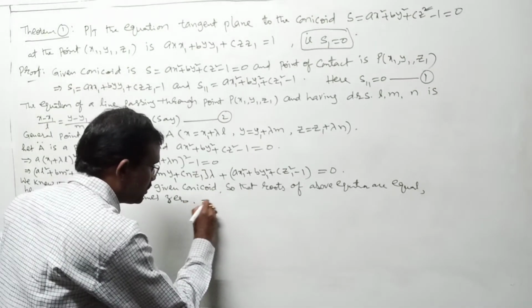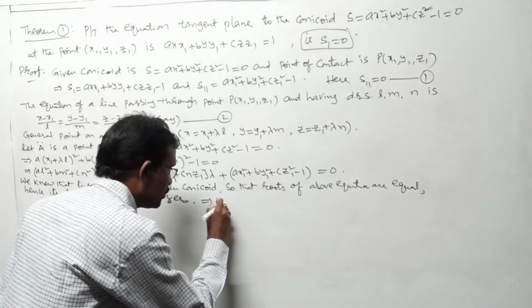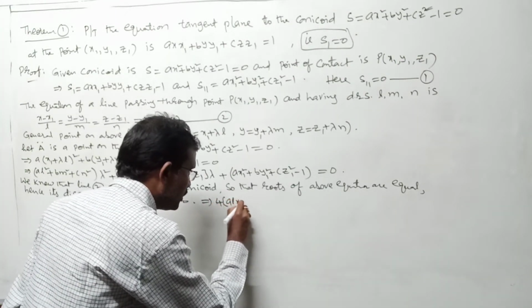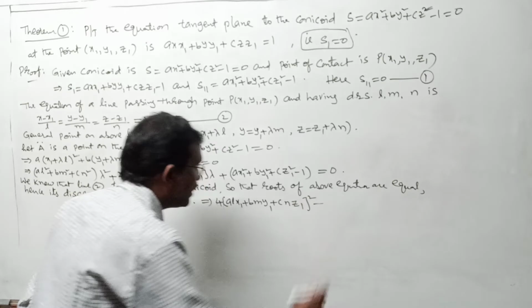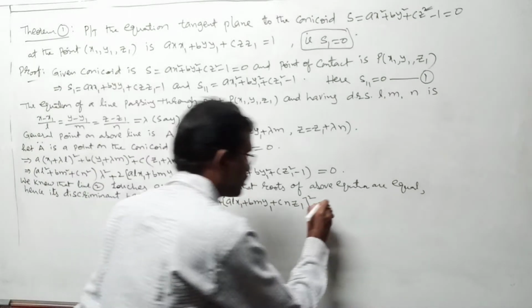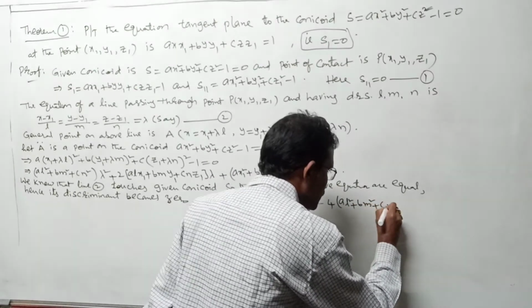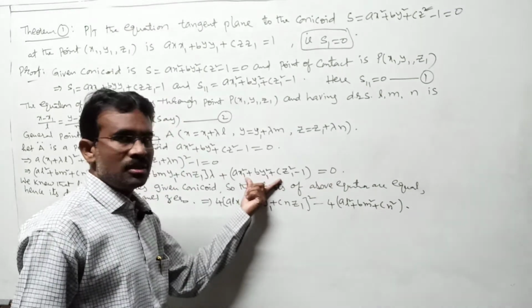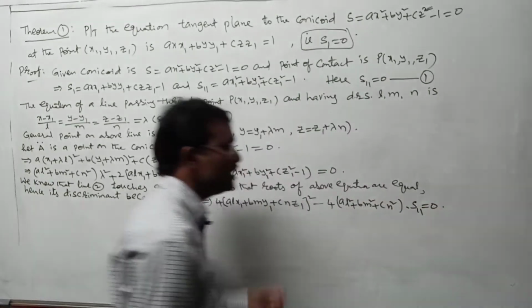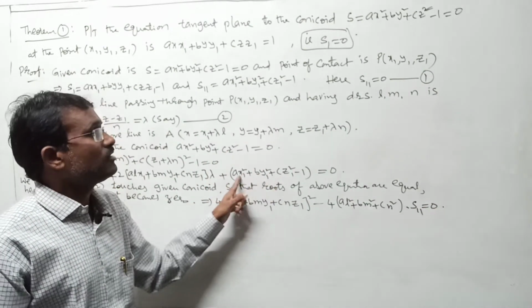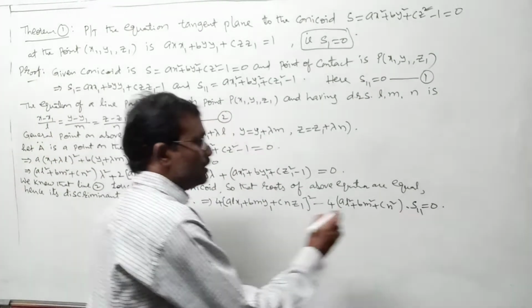This implies, what is the discriminant? b² is 4 times (al x1 + bm y1 + cn z1)² minus 4 into a into c, that is 4 into (al² + bm² + cn²) into c. Here c is this, no? This is S11. I am writing S11 directly for my convenience: it is equal to 0. Any problem? I am writing this as S11 because I directly substituted.